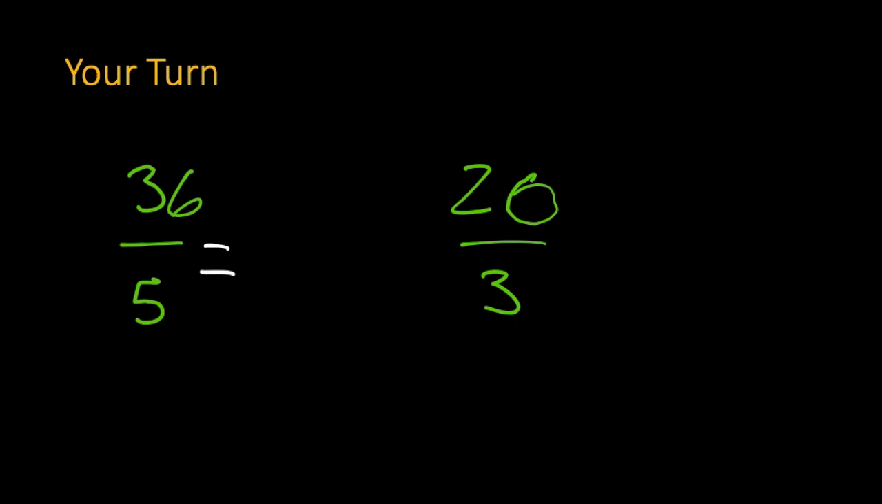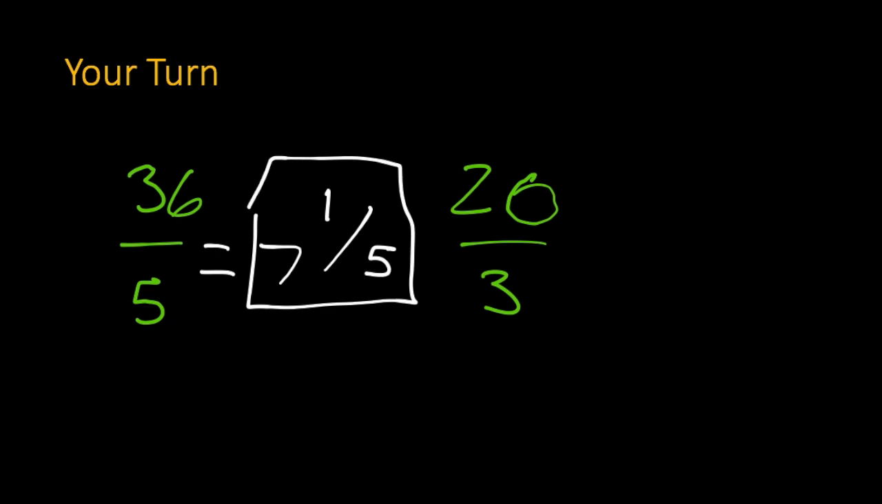36/5. So 5 to get it close to 36 can be 7. 5 times 7 equals 35 with the remainder of 1, so 1/5. Now time for this one. So if you did this problem and you got 7 1/5, you're right.